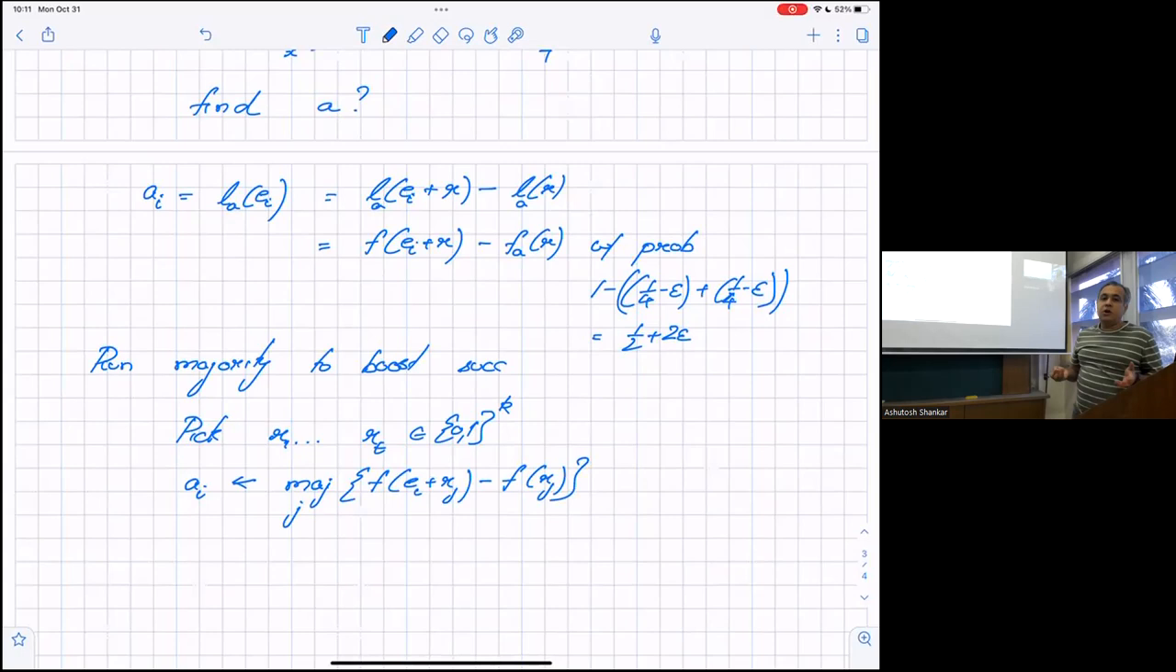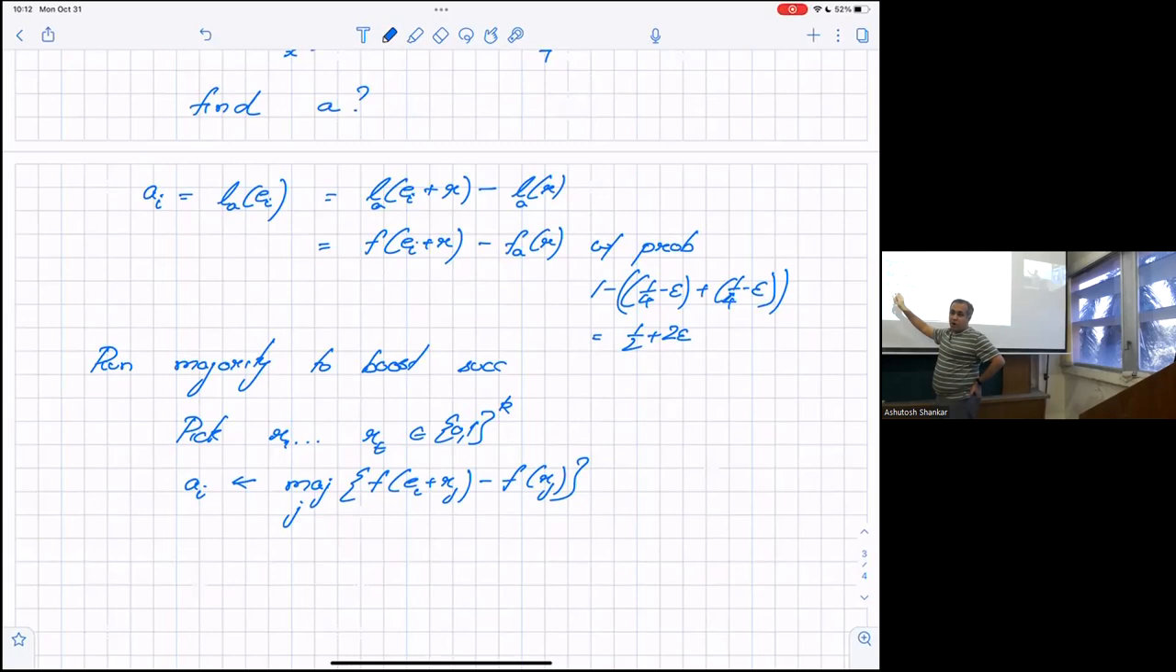If you want this to be successful with constant probability, you need to pick 1 over epsilon square. So half plus epsilon, you want to boost it to say 99%. You have to pick 1 over epsilon square. Chernoff bound will tell you if you want to make it 1 minus delta, you pick 1 over epsilon square times log 1 over delta. So you get one AI correct. One AI correct is not sufficient. You need to get A1, A2, up to AN.